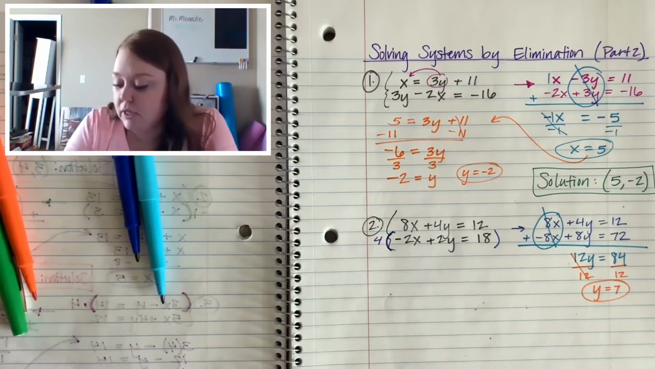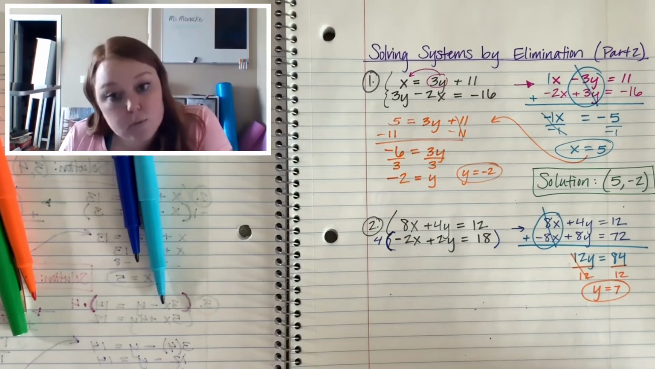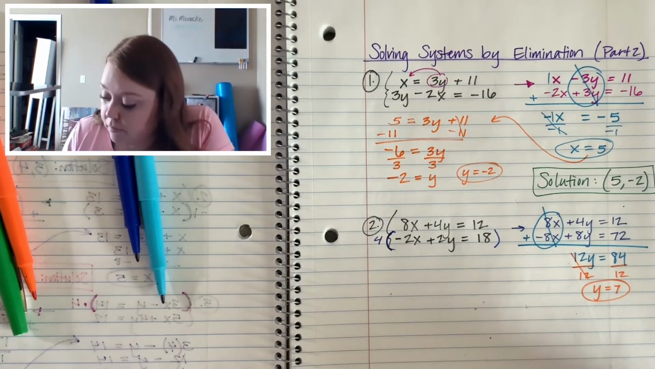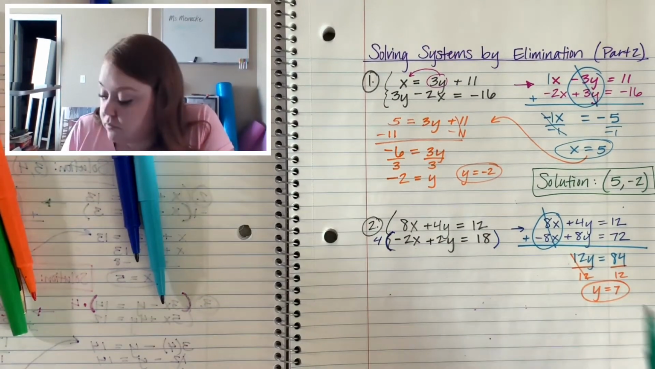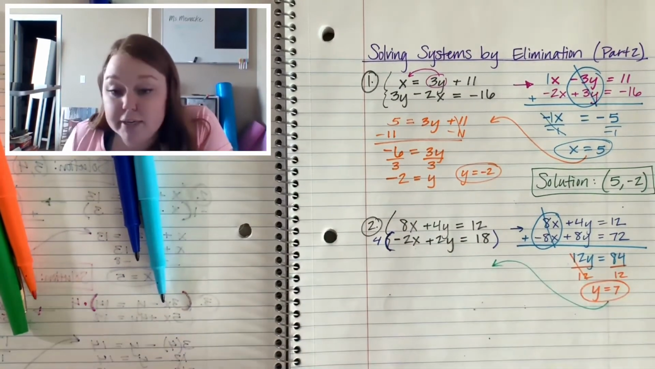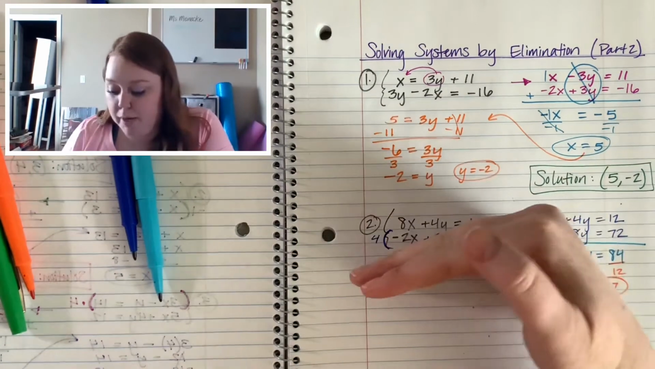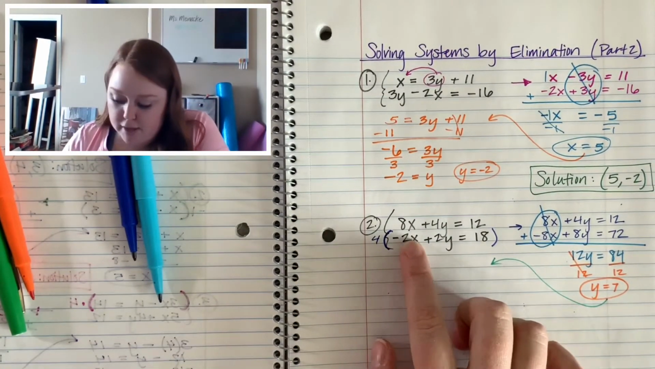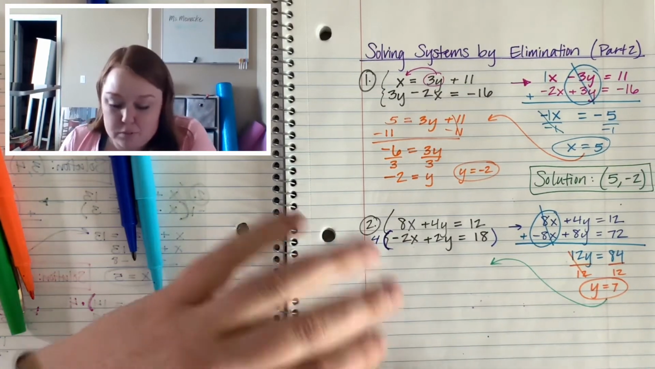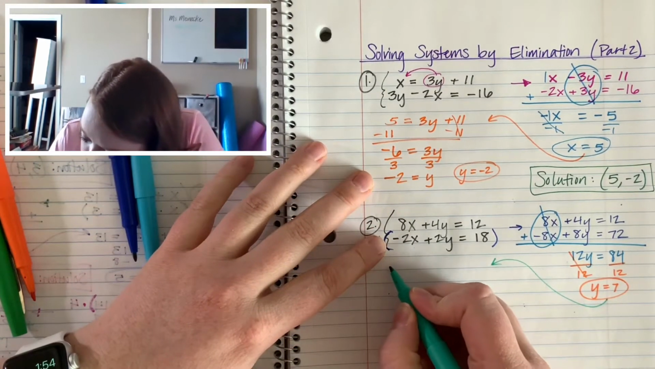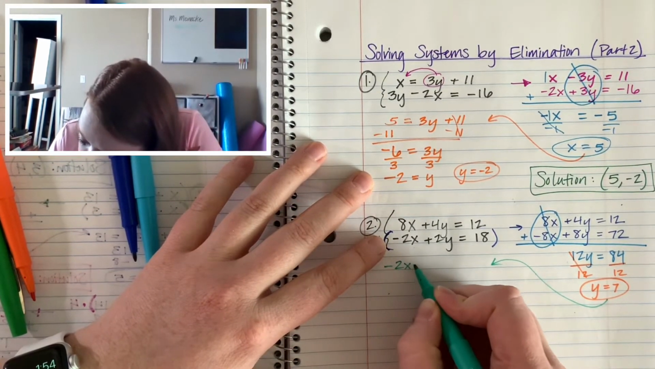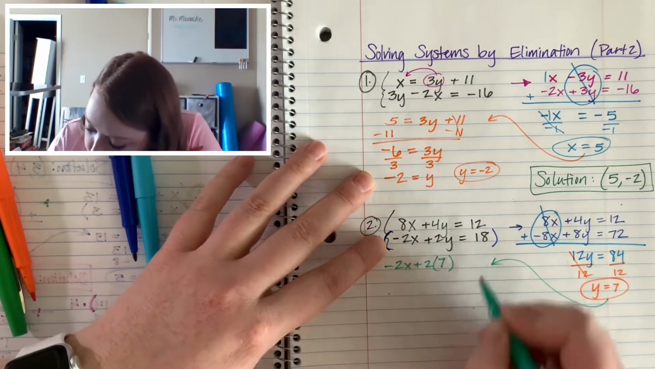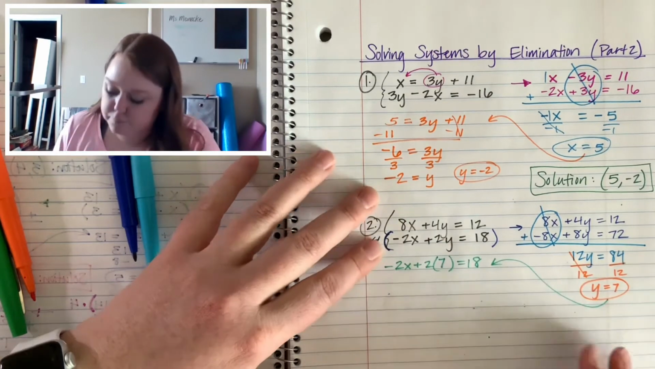Okay. Now what? I know what y is. Now we have to solve for x. How do we do it? What do we do with this 7? Plug it in somewhere. You can plug it into the top or bottom. Does not matter. I'm going to choose to plug it in the bottom because I have lower numbers to multiply by. So negative 2x plus 2 times 7 equals 18.